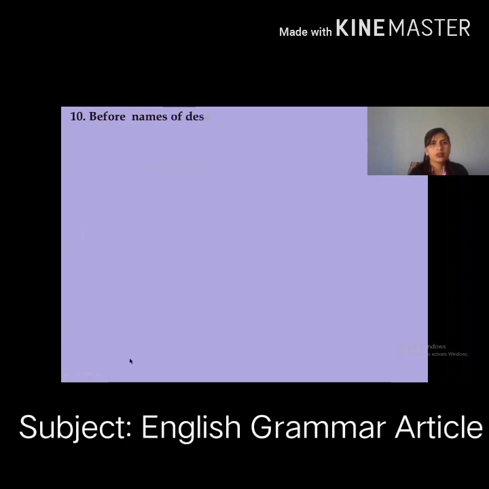The is used before the names of deserts. For example, Sahara, Gobi, Thar. Sahara, Gobi, Thar are the names of deserts. So, we have to write article the before the name of desert and say the Sahara, the Gobi, the Thar, etc.